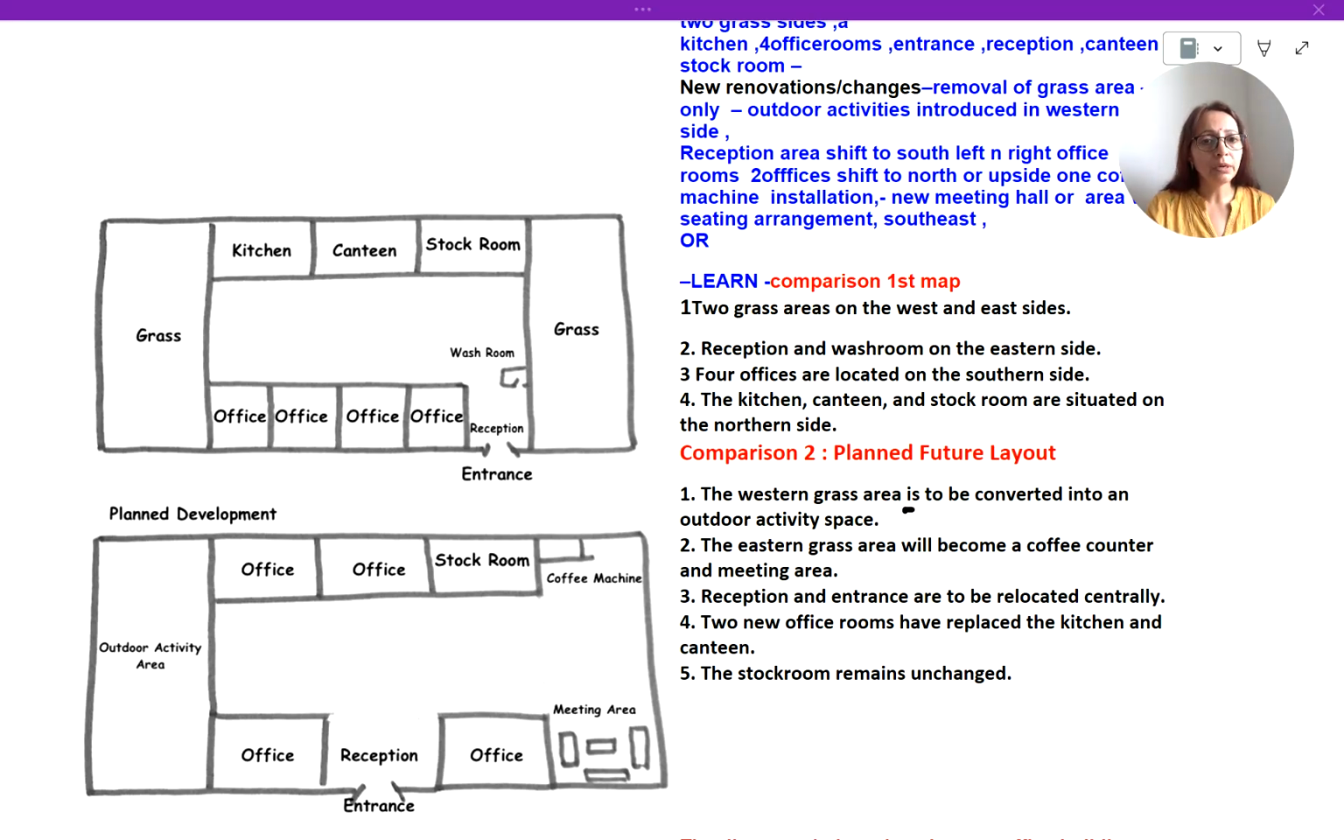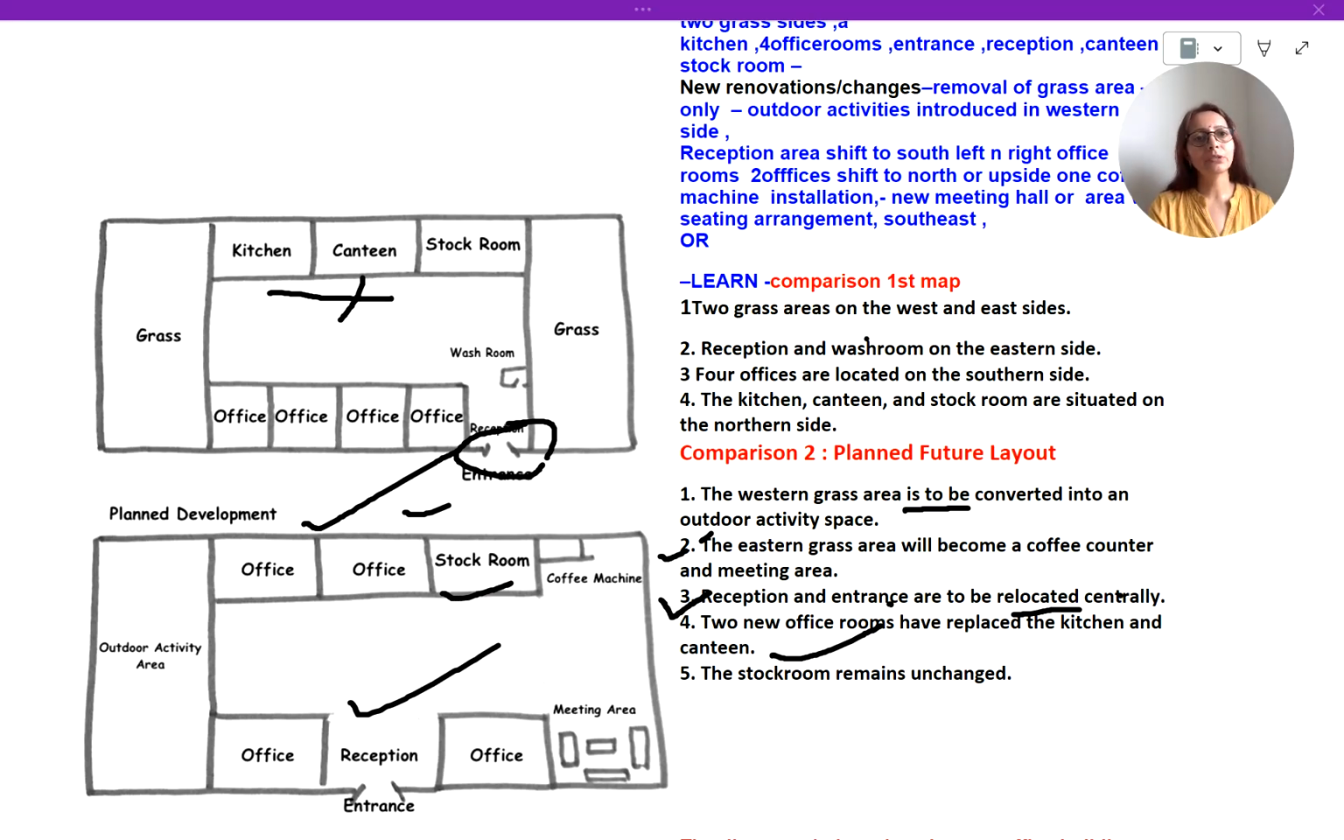So "is to be" is what I have written, which means it will be in the future. The second sentence: the eastern grass area will become a coffee counter and meeting area. Third, reception and entrance are to be relocated centrally, relocated from here to here. Fourth, two new office rooms have replaced the kitchen and canteen; the kitchen and canteen have been replaced with two office areas. Fifth, the stock room remains unchanged.